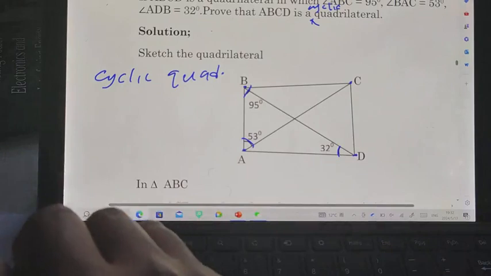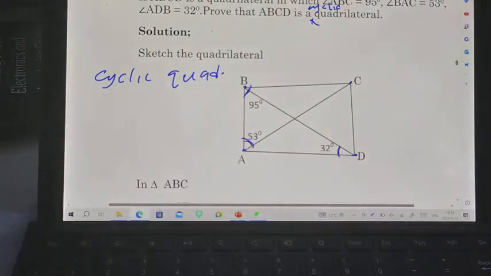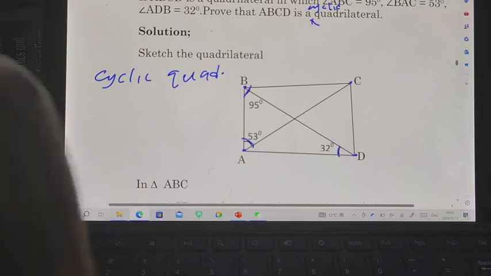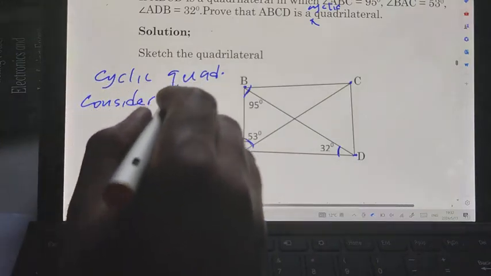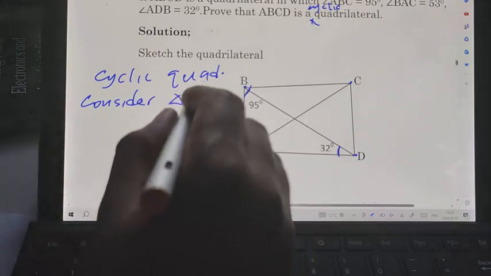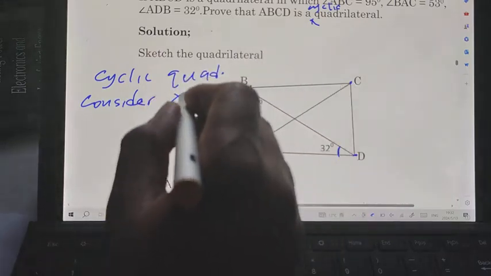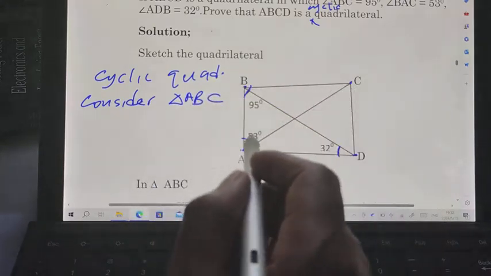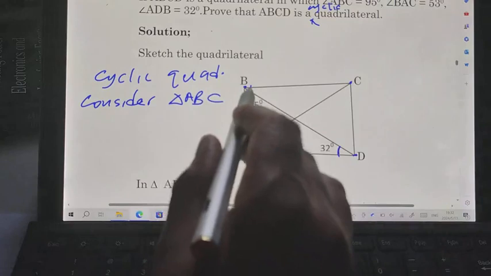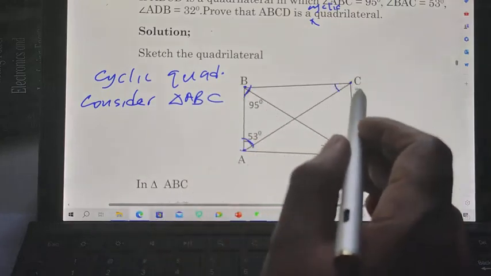In this scenario, we are given this quadrilateral, and we need to think now. How can we do it? If you look at this figure, consider triangle ABC. You find out that it has that angle, it has that angle, and that angle.